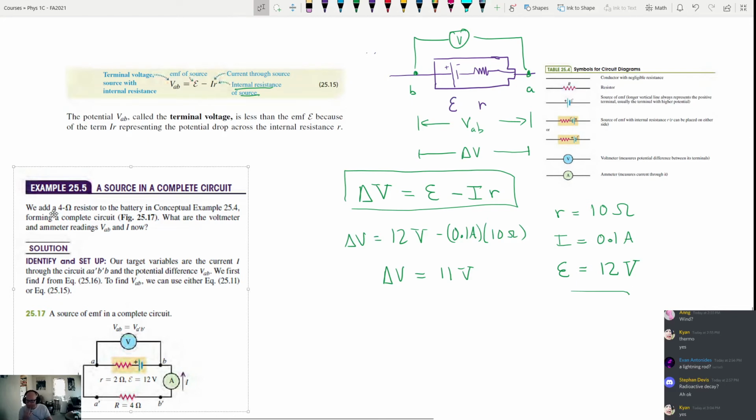Okay. It says there's a previous problem to this one, but we're jumping ahead. We add a 4 ohm resistor to the battery, forming a complete circuit. What are the voltmeter and ammeter readings now?